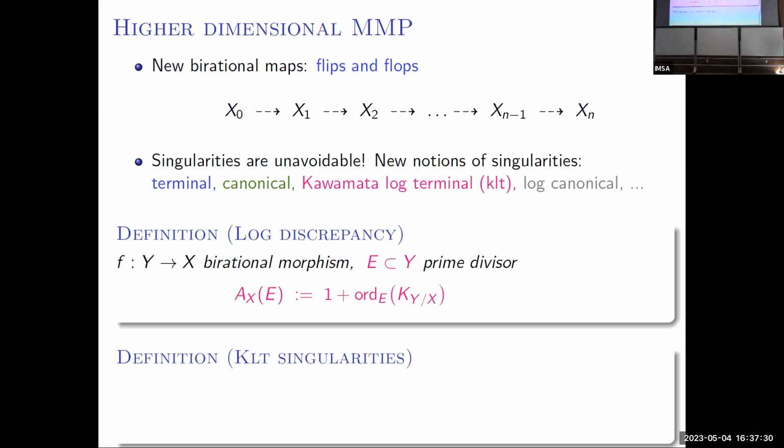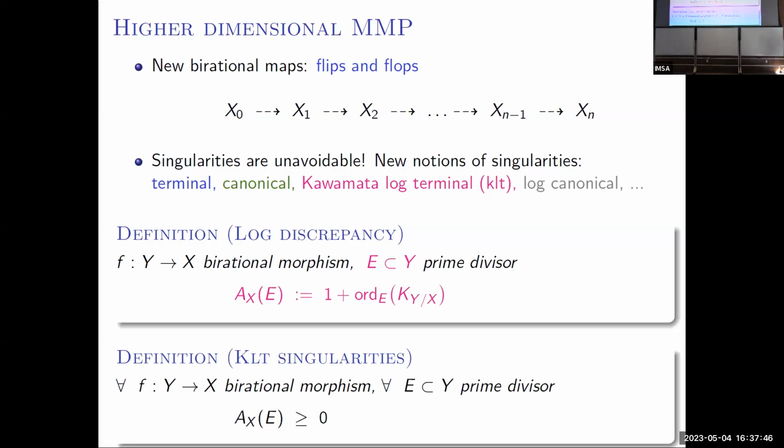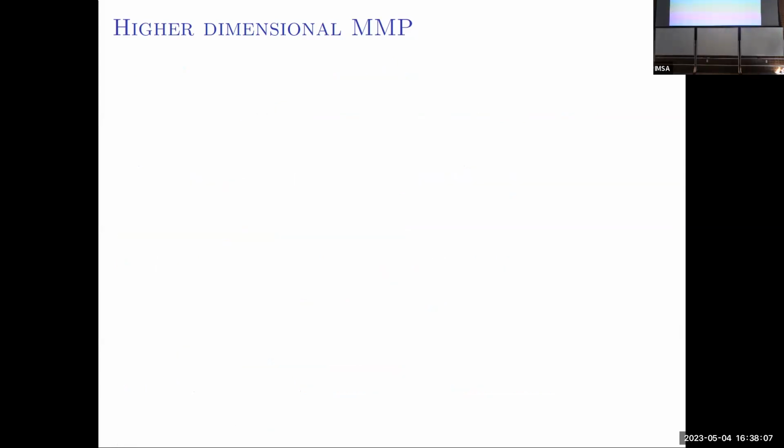Now I can define Kawamata log terminal singularities. So we say that X has KLT singularities if for every birational morphism and for every prime divisor E on the domain of this birational morphism, the log discrepancy is greater or equal to 0. If you've never seen this notion, I do not expect that you will be able to appreciate it. As I said, it took decades for people to realize that this is the good definition. But now we know that this is the nice definition.